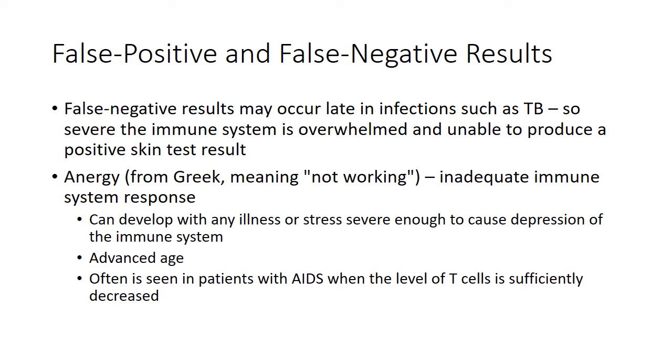Taking that same infectious disease example, you can find other cases where very late presenting disease may also have a false negative result. You sometimes find with these immunosuppressive sorts of diseases that the immune system is either overwhelmed or so inhibited that you're not able to produce a positive test result. So anergy, meaning you have an inadequate immune system response. You can see this with advanced age. You can see this with chronic stress or severe illness, AIDS patients especially. They are just not able to mount that immune response and could come up with a false negative test result.